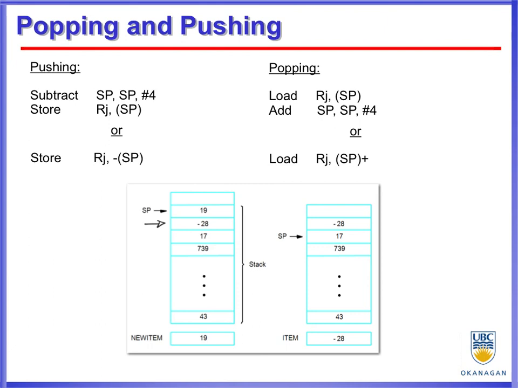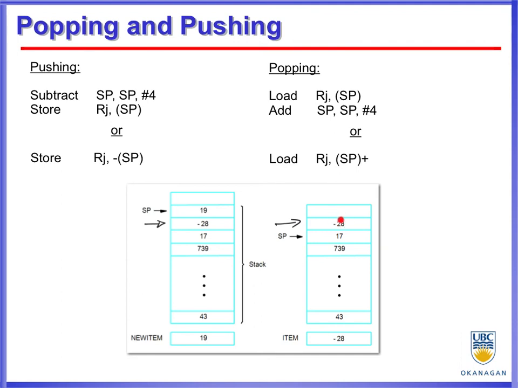So when this code starts, the stack pointer is pointing at the top of the stack, okay? I'm going to take whatever number stack pointer is pointing to, which is negative 28, and I'm going to put it into RJ. And now maybe I do something with it, okay? But I don't need it in my stack anymore. So all I got to do now is add 4 to the address in stack pointer, and now stack pointer points to this number. This is my new top of stack, okay?